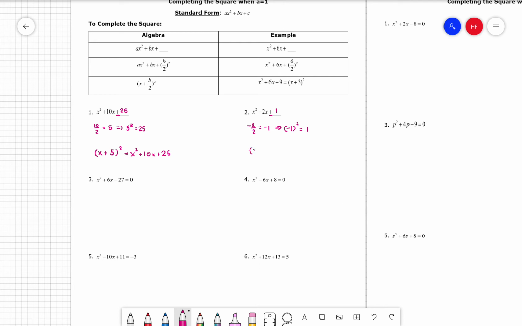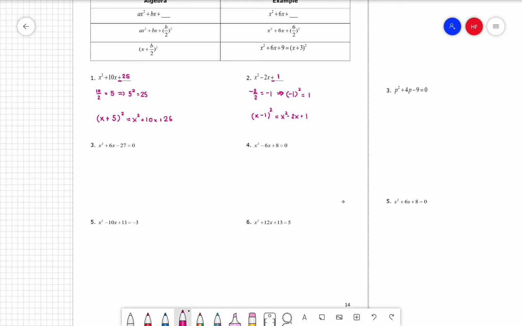And then for our binomial, we have x minus 1, whatever our b over 2 was. And then that's the same thing as x squared minus 2x plus 1. Let me square those so we can see where our answers are.